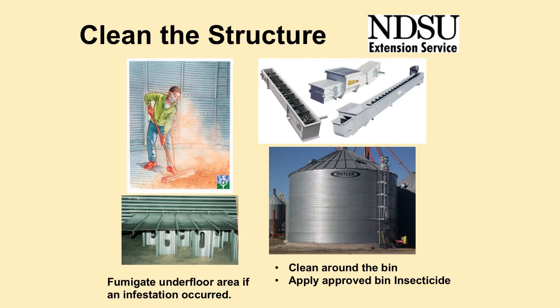Insect infestations frequently start in grain left in the storage or handling equipment. It is critical to thoroughly clean the storages and handling equipment before placing new grain in the storage. It is very difficult to clean under a perforated floor or in an aeration duct. Fumigate these areas if an insect infestation occurred during the previous year. Apply an approved bin spray according to label.